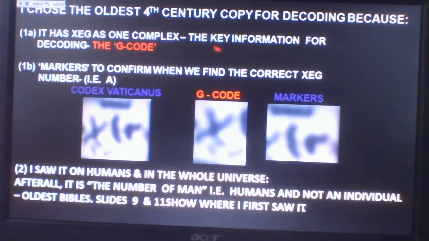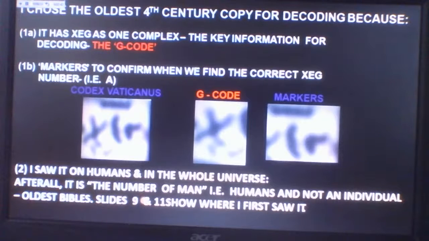This is the key information for decoding the G code. I call it the G code. Then it also carries markers to confirm when we find the correct XEG number. So this is the G code and these are the markers. You should find this to show you you've arrived at the right XEG number. And number 2, I saw it on humans and in the whole universe. After all, it is the number of man, that is humans, and not an individual, according to our oldest Bibles.